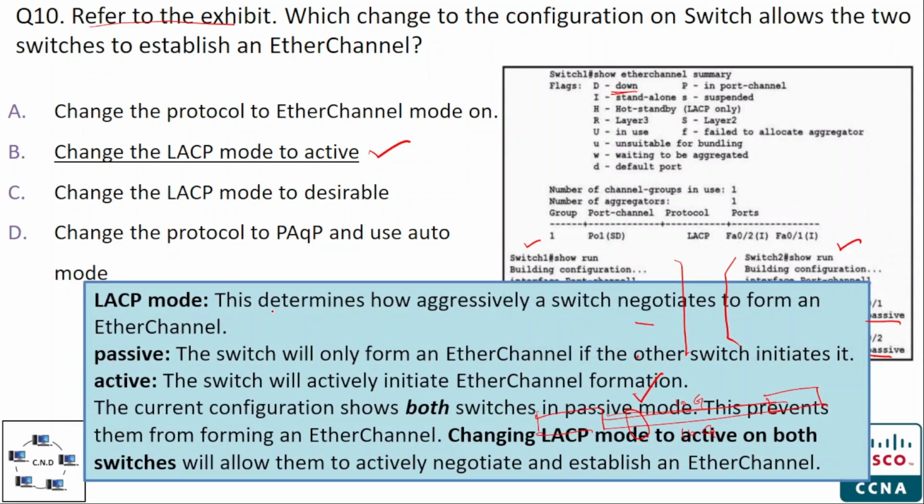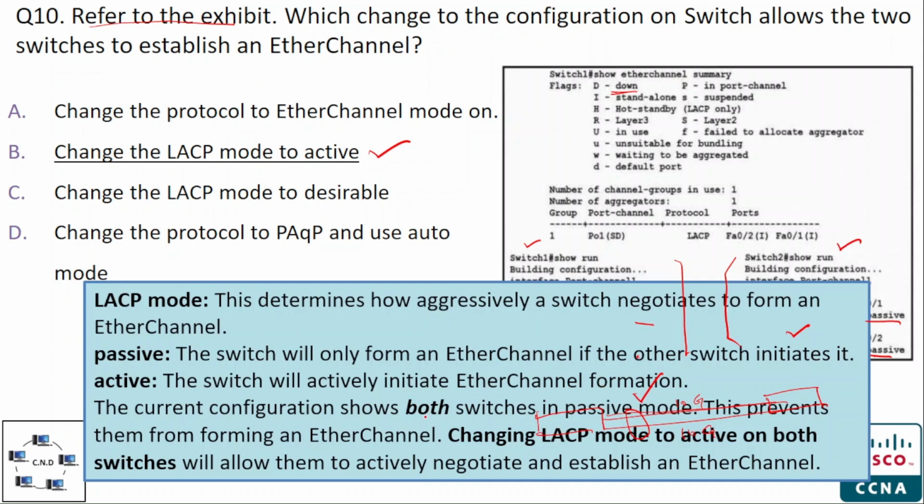So LACP mode determines how aggressively a switch negotiates to form an EtherChannel. LACP has two modes. Passive: the switch will only form an EtherChannel if the other switch initiates. Since both are passive, no one will initiate. Active: the switch will actively initiate EtherChannel formation.